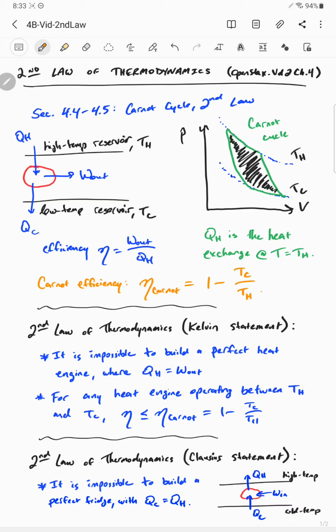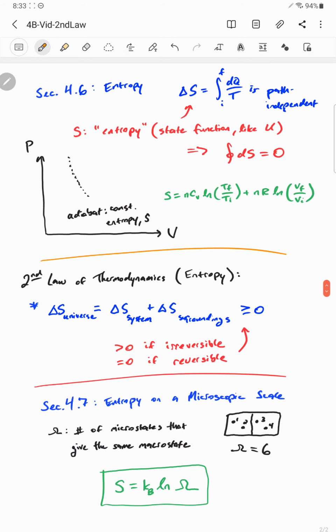All right, welcome to the video covering the second law of thermodynamics and entropy. So I've split this up into two pages. The first page is talking about Carnot cycles, so a little bit more information about engines, and I'll talk a little bit about refrigerators, even though you're not responsible for it. And then we'll talk about entropy on the second page.